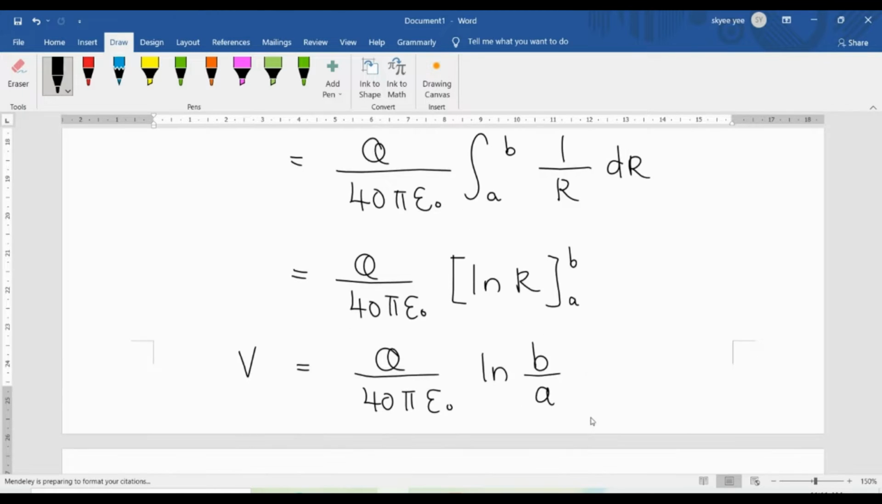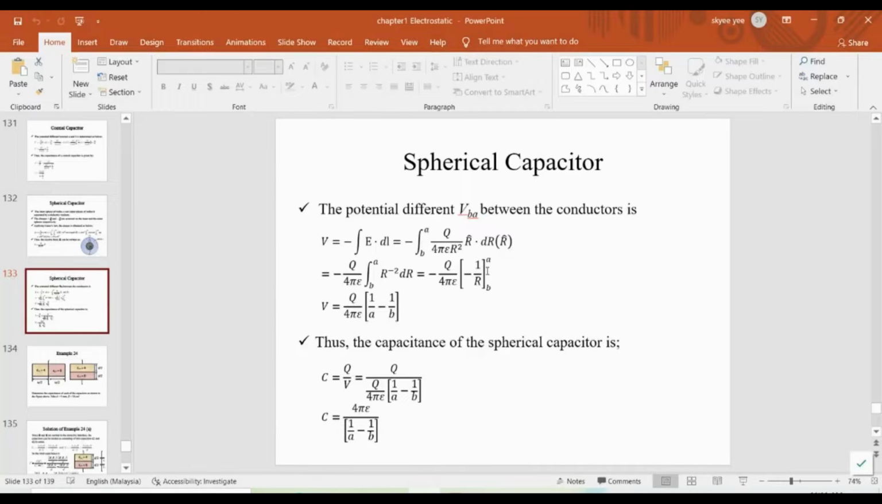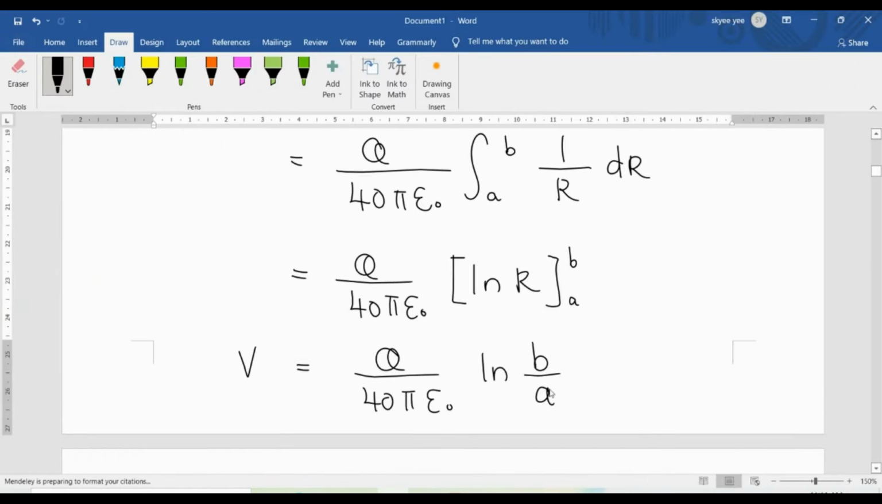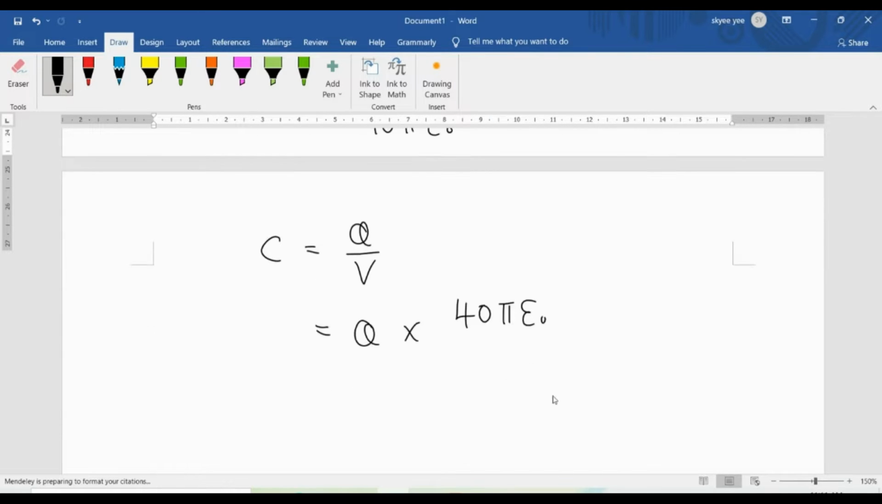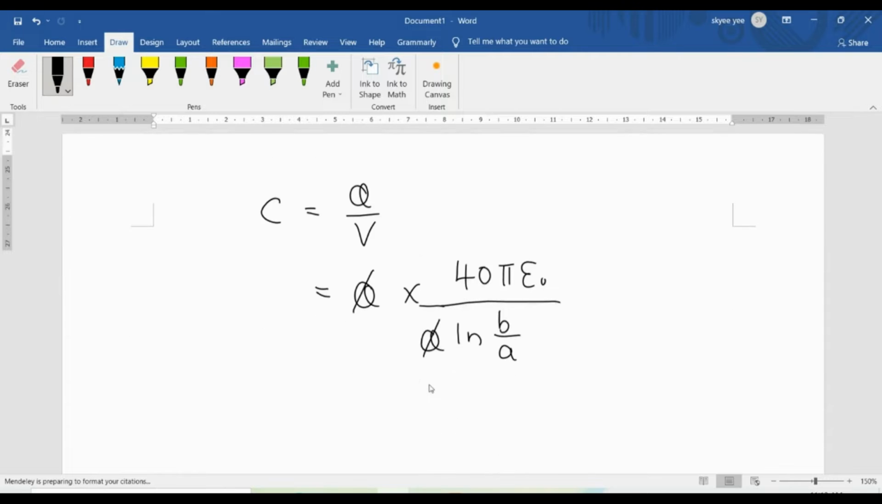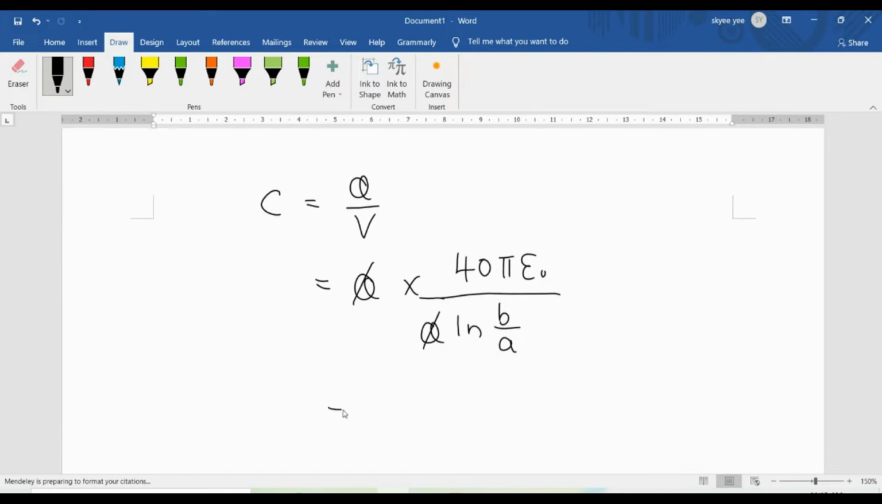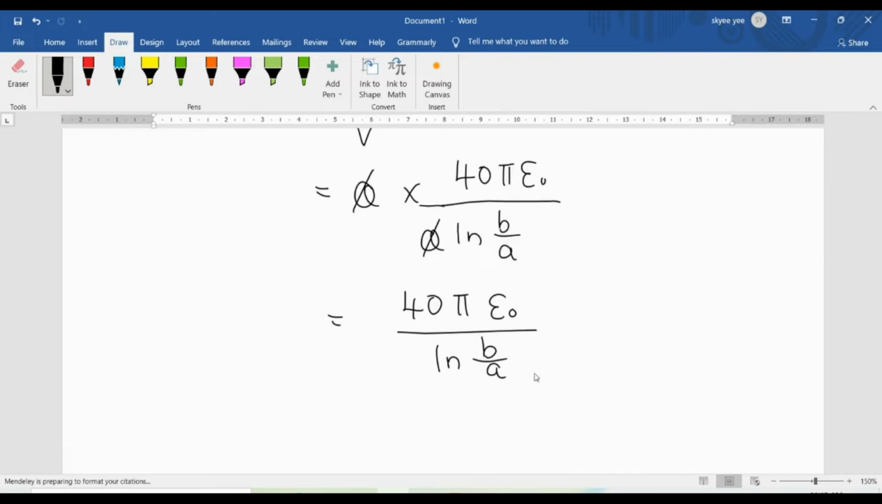So if you compare this one with the previous one we have, you see it's different. There's no ln there, because it is R squared, and in this case it is R. So the formula for our capacitance will be Q over V. You can calculate now what is the formula of your C, over ln B over A, and also the Q. You can cancel this thing. So your C will be equal to 4π epsilon naught divided by ln B over A.